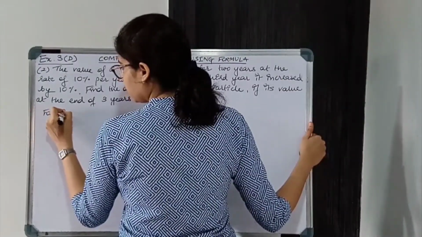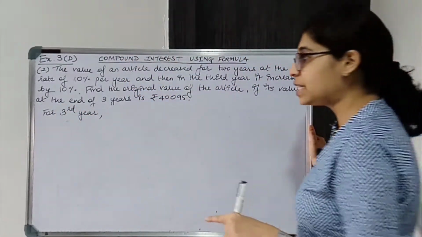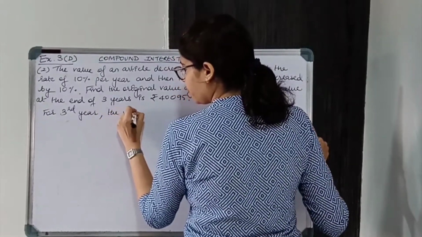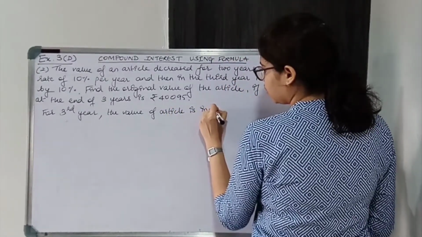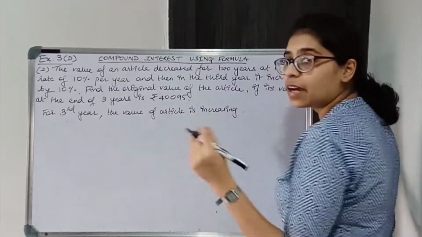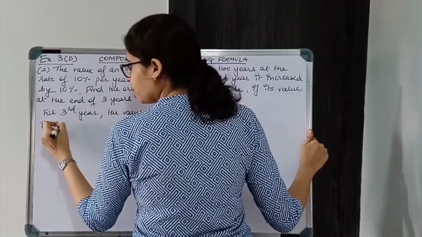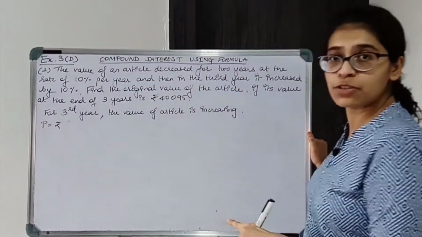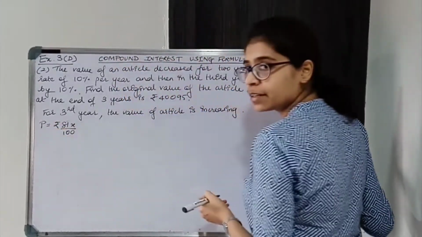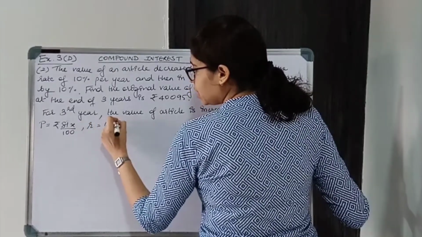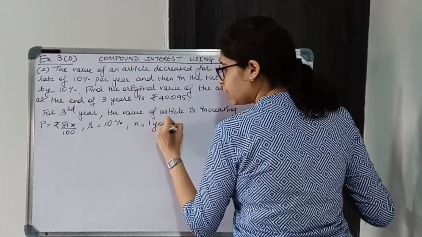So for third year, the value of the article is increasing. So just write down the value of article is increasing. Now write down all the given information, that is the information we got so far. Principal will be the amount of the previous 2 years, what we got. It was 81x upon 100. R is 10%, it is increasing by 10% per year. And N will be 1 year. We are finding it for 1 year only.